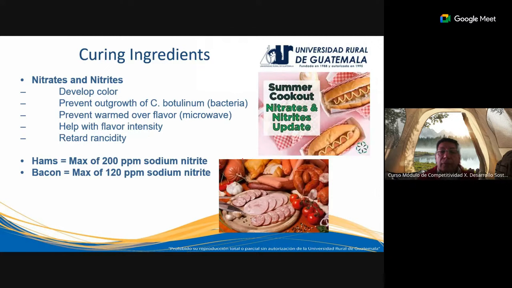Now we can see the recommendations that they have for hams. Remember that we saw a measure of concentration in our last class, and they recommend here that a maximum of 200 parts per million sodium nitrite can be used to preserve hams. While for bacon, they recommend a maximum of 120 parts per million sodium nitrite.